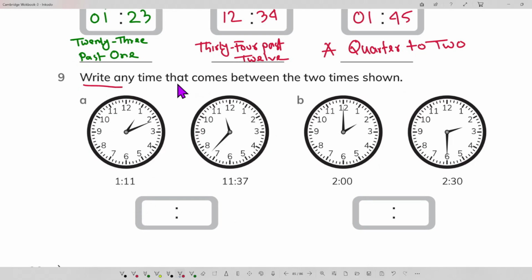Now write any time that comes between the two times shown. 1:11 and 11:37. So in between, from here to here, which time can we say? Here is 1:11 and here is 11:37. So we can write 7:30. It's between 1:11 and 11:37. Same thing, 2:00 and 2:30, we can write 2:15. Very simple.